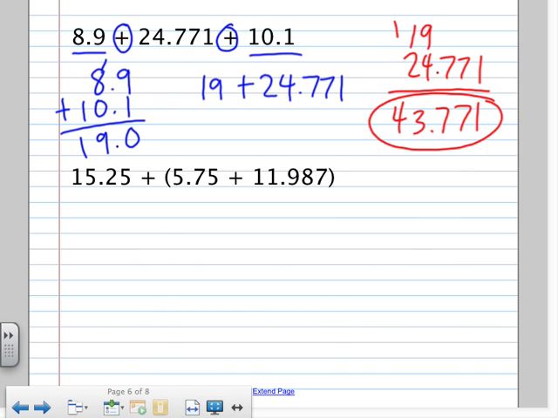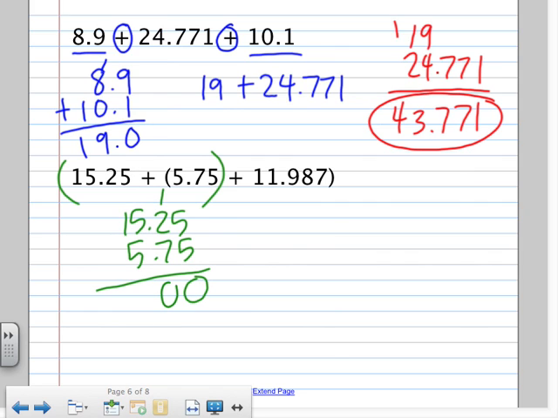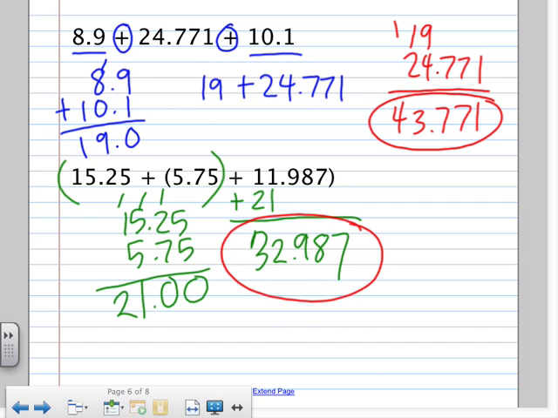All right, so instead of grouping those two together, I'm going to move and I want to do those two together first. 15.25 and 5.75. Because this is going to give me, again, another nice whole number, 21. So now I'm adding 21 to this number, and it's making it a lot easier. So when you're adding those whole numbers, it's usually a lot easier to do. So look out for that. You don't have to do it.